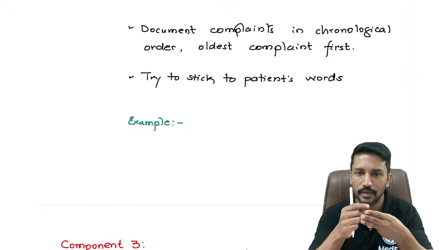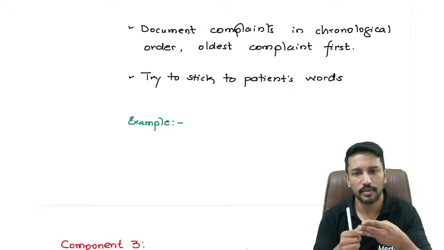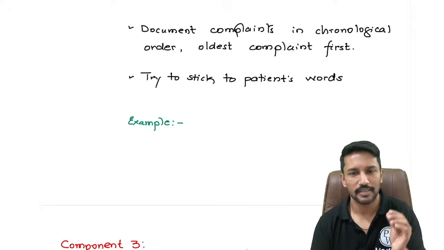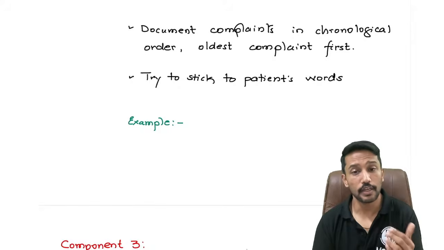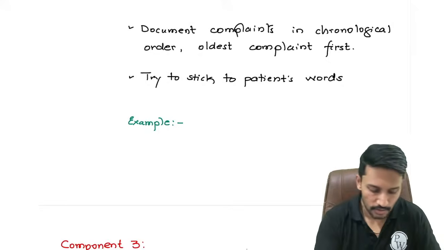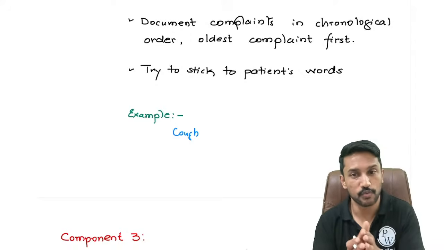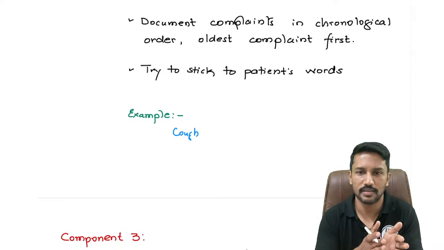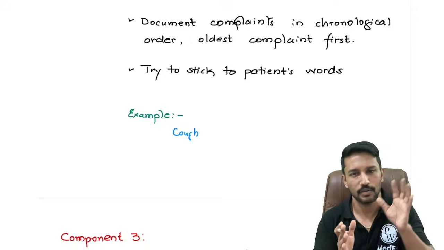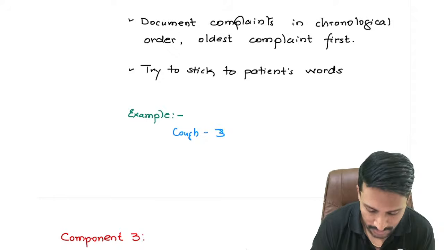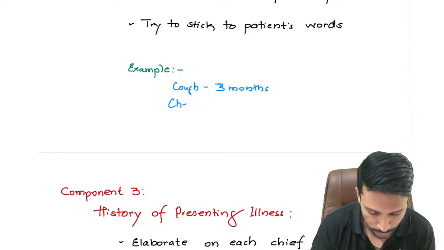Now you have to ask the duration of these complaints so that you can arrange them in chronological order. Cough since how many days? Chest pain since how many days? Shortness of breath since how many days? So the moment the patient says, I have cough since 3 months and chest pain since 1 month and shortness of breath since 15 days, then what is the oldest complaint? Cough, right? So I will mention that cough is for 3 months. Then I have chest pain for 1 month. That is the second oldest complaint.